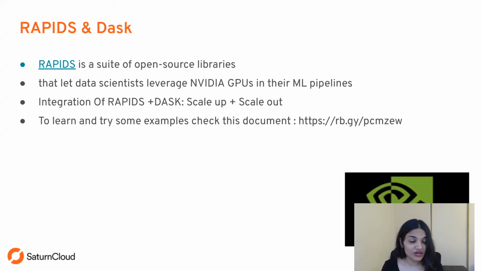Now when you combine Rapids and Dask, you are not only scaling up, you are scaling out. Say, for example, you are using Dask DataFrame. Dask DataFrame natively is made up of a bunch of pandas DataFrames. But when you integrate Rapids, Dask DataFrame is made up of a bunch of CUDF DataFrames. That means all the computation is happening in parallel and it is happening on GPUs. And again, I will be showing you this example shortly in the demo.